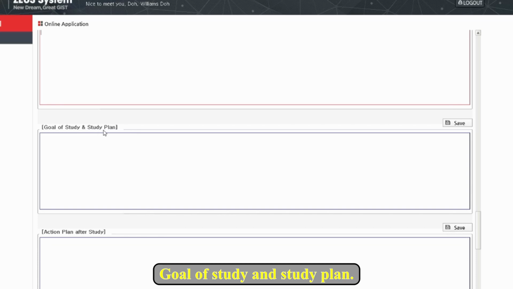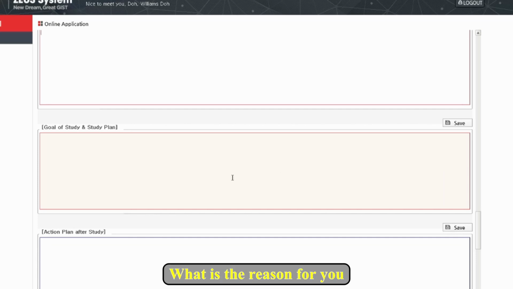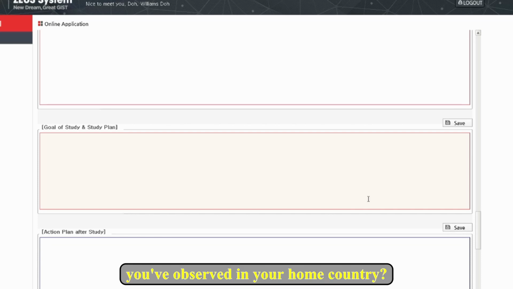Goal of study and study plan. It's important that you come out with your goal of study. There is a lot of information on the internet about goal of study. What is the reason for you wanting to study the major? What is the reason for you wanting to study in South Korea? Is there a particular problem that you've observed in your home country and you feel as if you should go and study this major? You might be a solution to solving that problem that you found in your country.